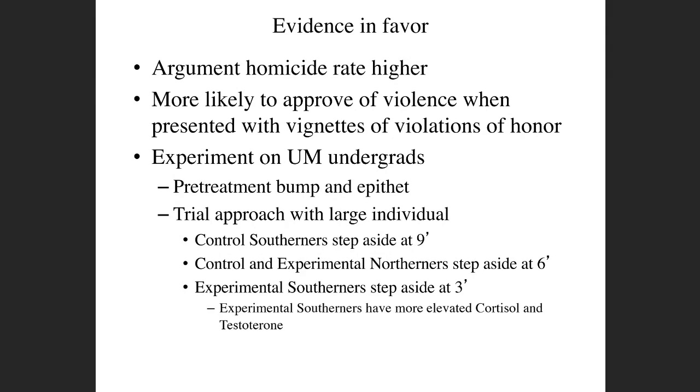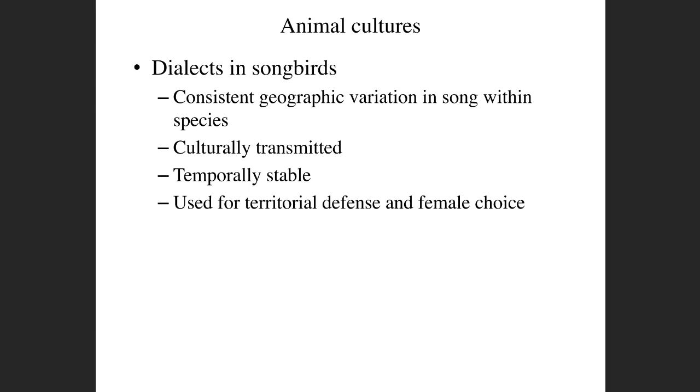And then they also did follow-up studies where they took blood tests right after the experiment, and experimental Southerners had more elevated stress hormones, cortisol and testosterone. So again, it's a kind of contrived study, and it's on a very non-representative sample, but it's a cool result, and it is consistent with the hypothesis. Okay, so that's just one example of cultural variation in humans.